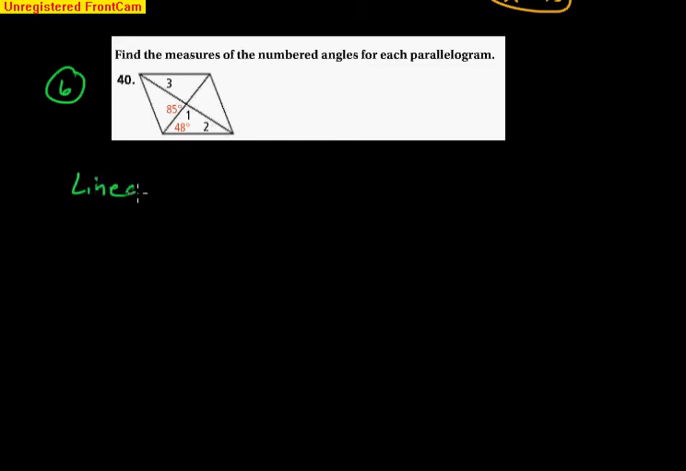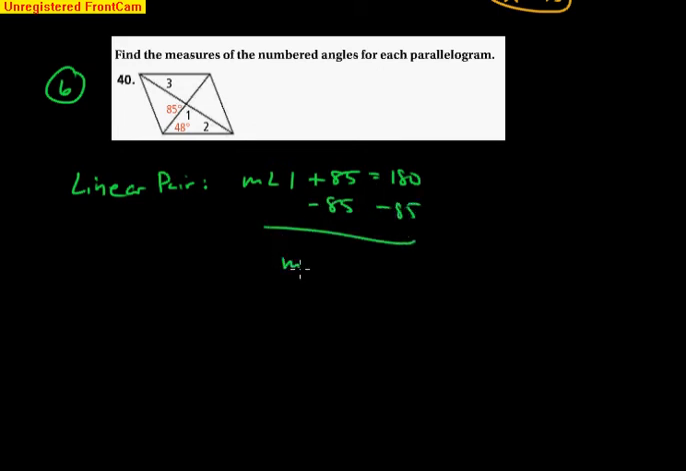Okay, so we have a linear pair. And we know that linear pairs are supplementary. So the measure of angle 1 plus 85 equals 180. I'll subtract 85 from both sides. The measure of angle 1 is 95 degrees. Okay? And I'll put that on my picture. So that angle 1 is now 95.